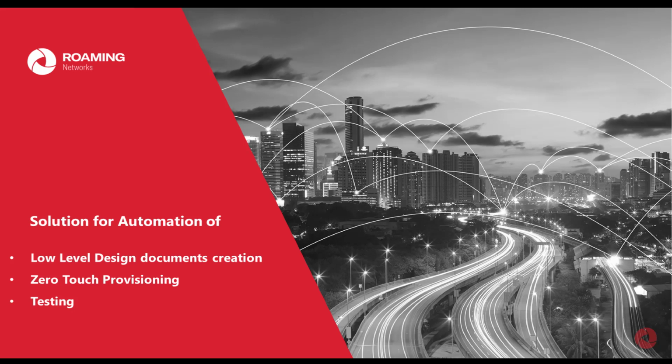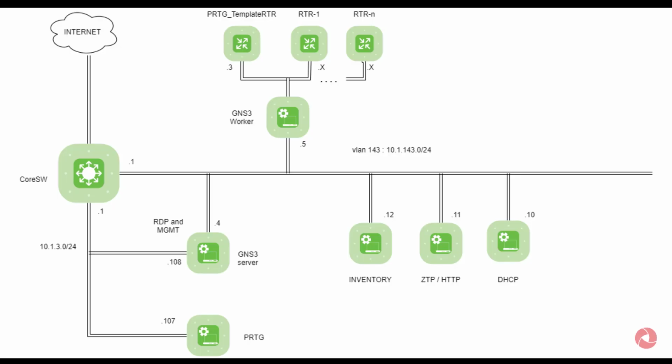Here is a short overview of our solution for automation process of creation of low-level design documents. Zero-touch provisioning process and automation of testing process. Test lab architecture. Our test lab for setting up environment for configuration and test automation consists of GNS3 server and GNS3 worker servers, which host virtual routers. Aim is to automatically provision virtual router upon powering up.